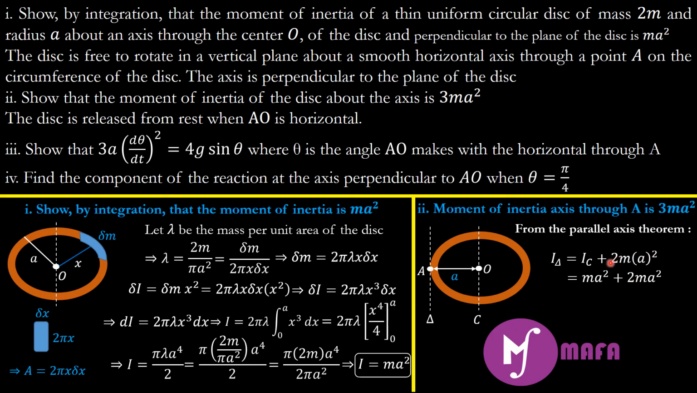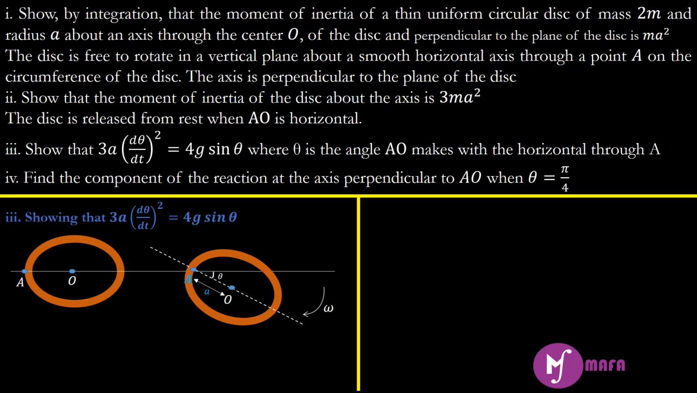a squared is the square of the distance separating the two axes. If we add it up, we get that the moment of inertia of the disc about an axis passing through A, which is on the circumference of the disc and perpendicular to the plane of the disc, is 3ma squared.